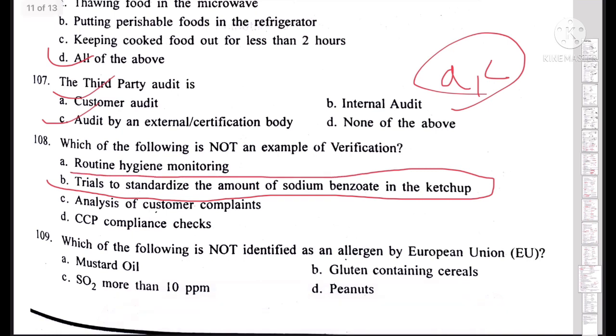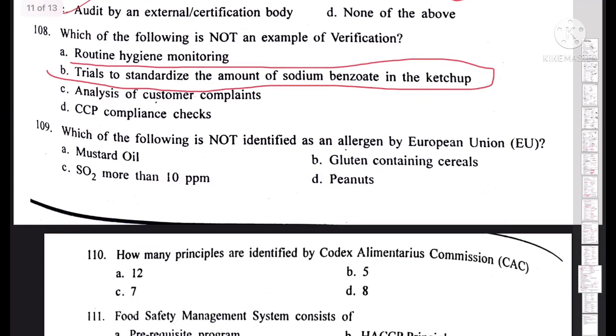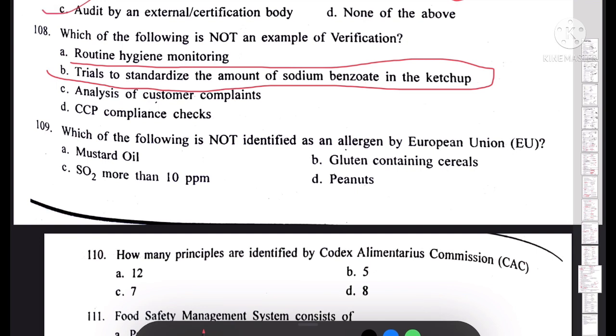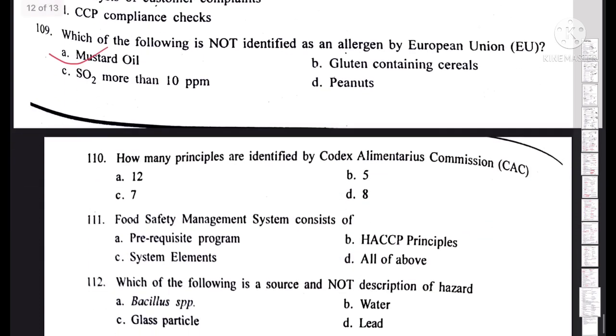Next, which of the following is not identified as an allergen by European Union? Mustard oil, gluten containing cereals, SO2 more than 10 ppm, or peanuts? So the correct answer is mustard oil. Mustard oil is not identified as an allergen by European Union.